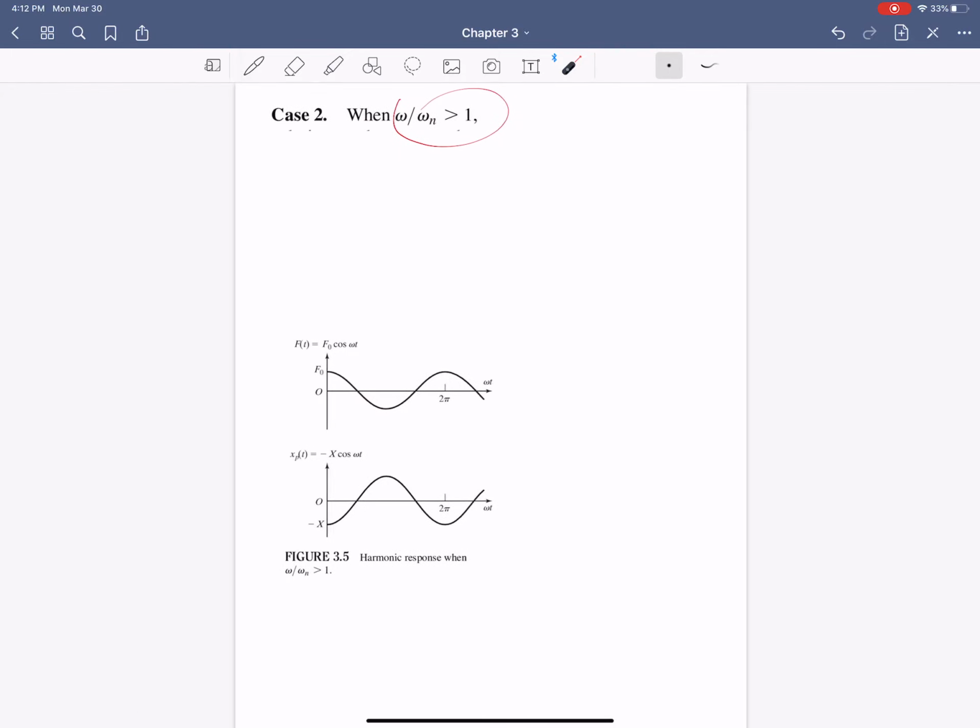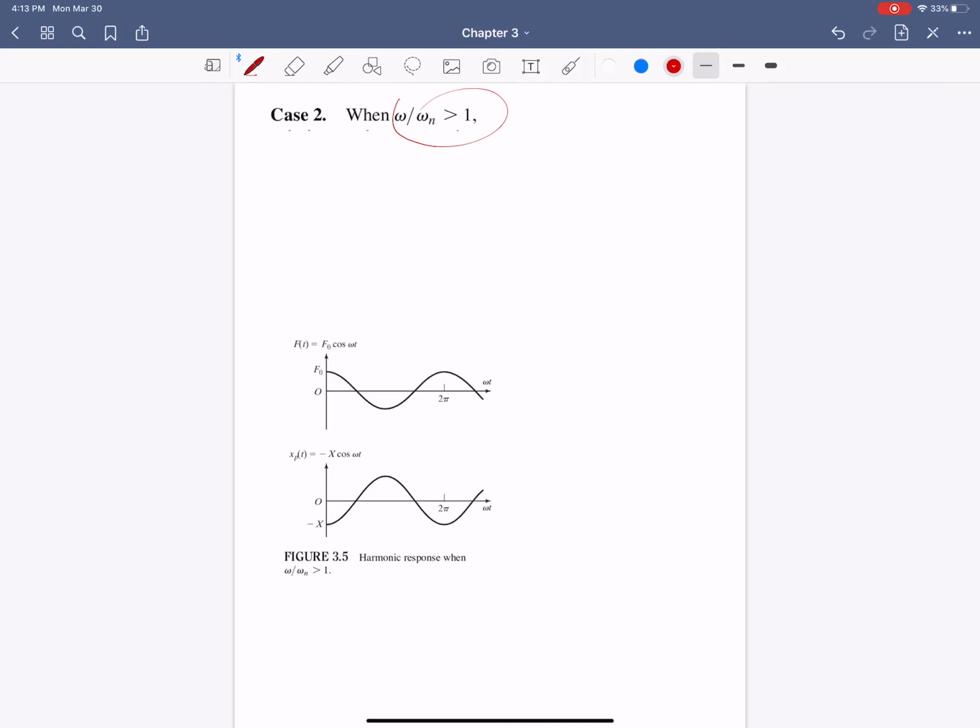Now, when we get to case 2, I am a little annoyed at the book. I'll tell you why. I think they make things more complicated than necessary. But next time I'll talk to them and tell them they should listen to me.